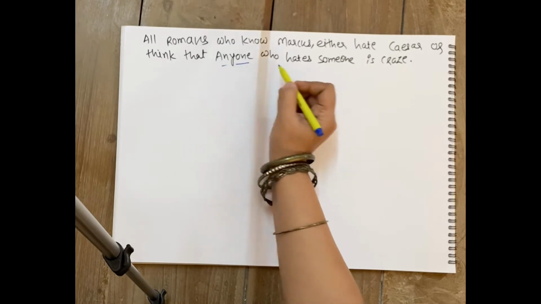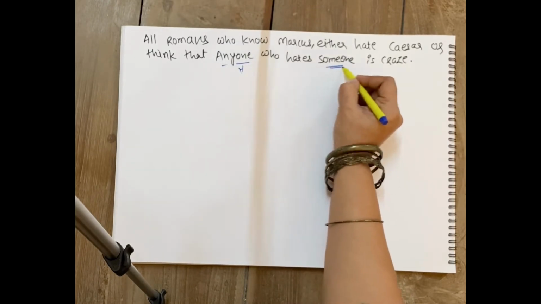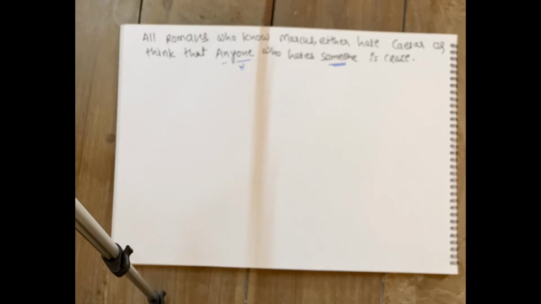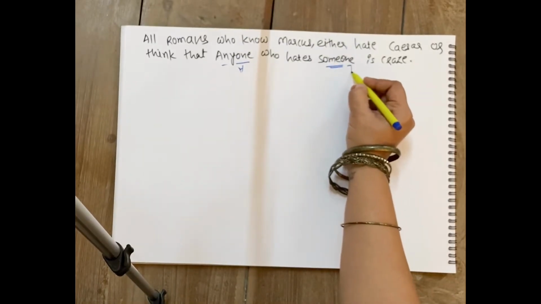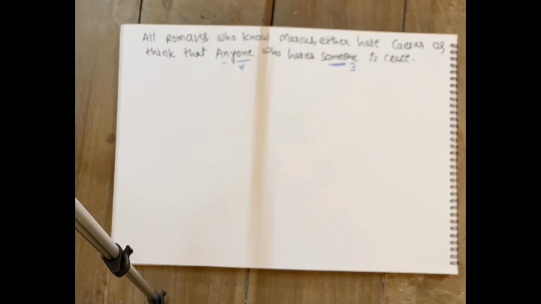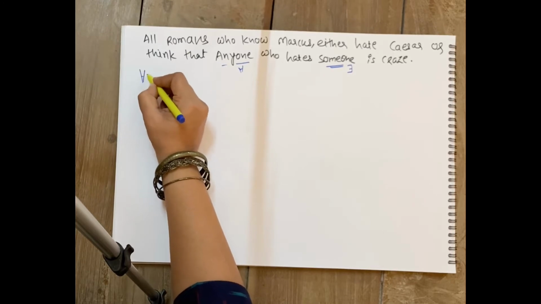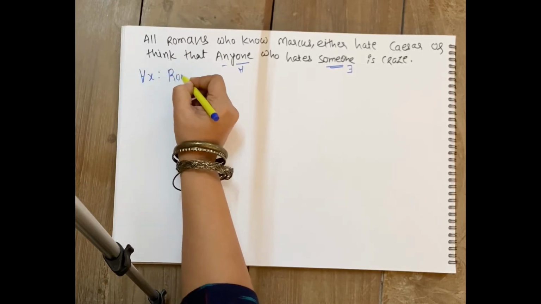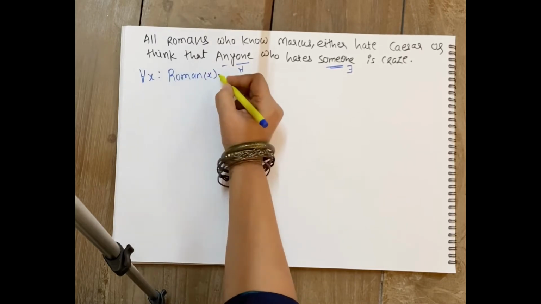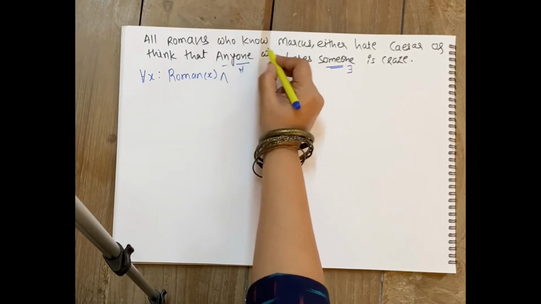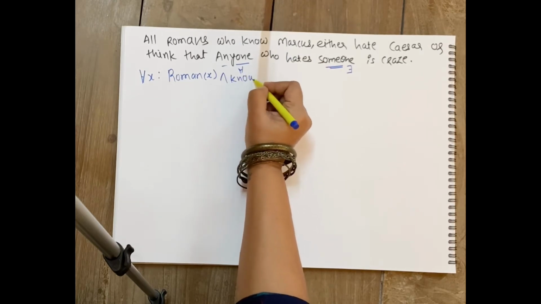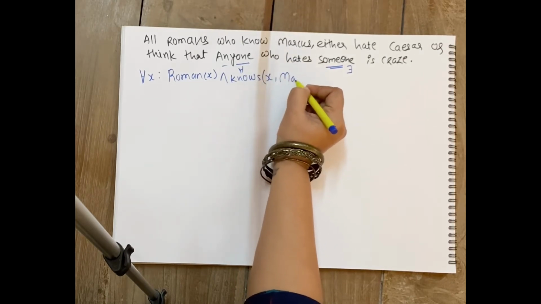Now see, when you use this term anyone, it indicates for all, but when you use this term someone, it is not a generalization. Someone means you are trying to talk about a specific instance, and hence wherever you use the term someone, the exist quantifier should be used. So let us try to write this first of all in predicate form. We start from the beginning, all Romans. So for all X, Roman X, and X knows Marcus, so knows X comma Marcus.